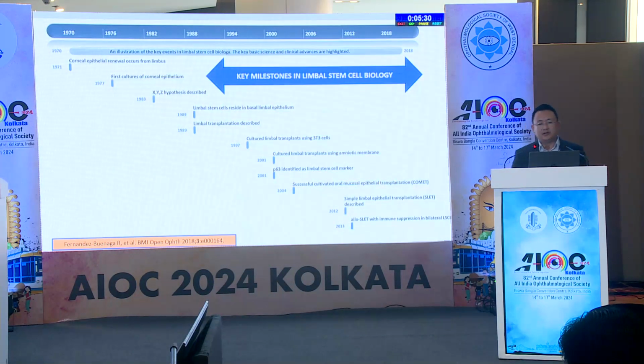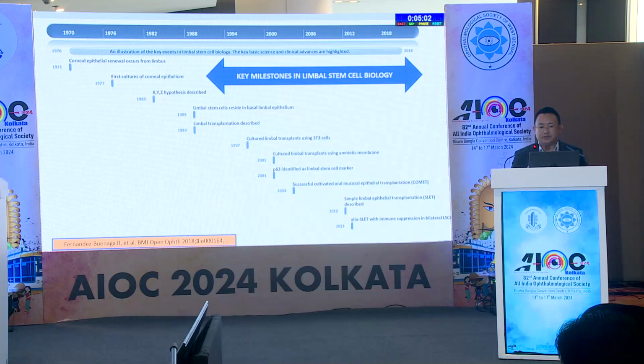The key milestones in limbal stem cell biology started way back in 1970, when it was known that epithelial renewal occurs from the limbus. This was followed by the culture of the corneal epithelium in 1977. Then the XYZ hypothesis of the limbal stem cells was understood in 1983. Then in 1989, it was known that the limbal stem cells reside in the basal limbal epithelium, followed by limbal transplant.